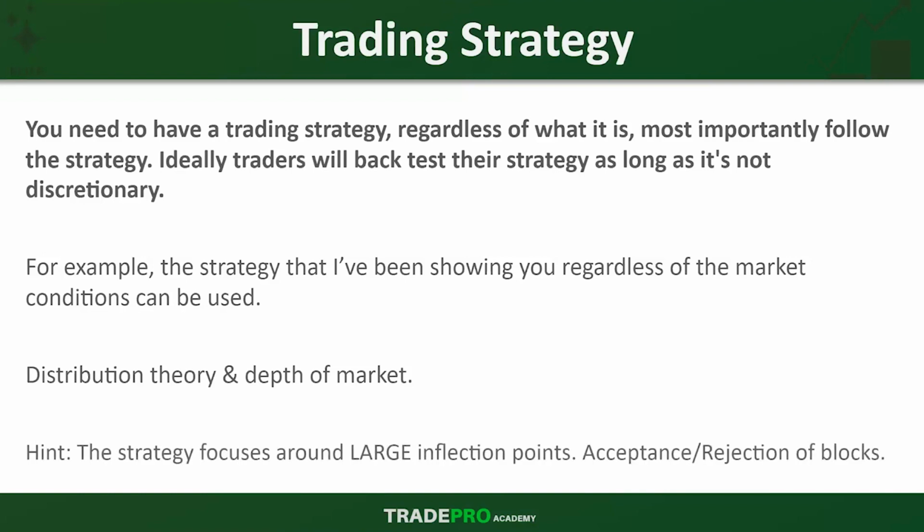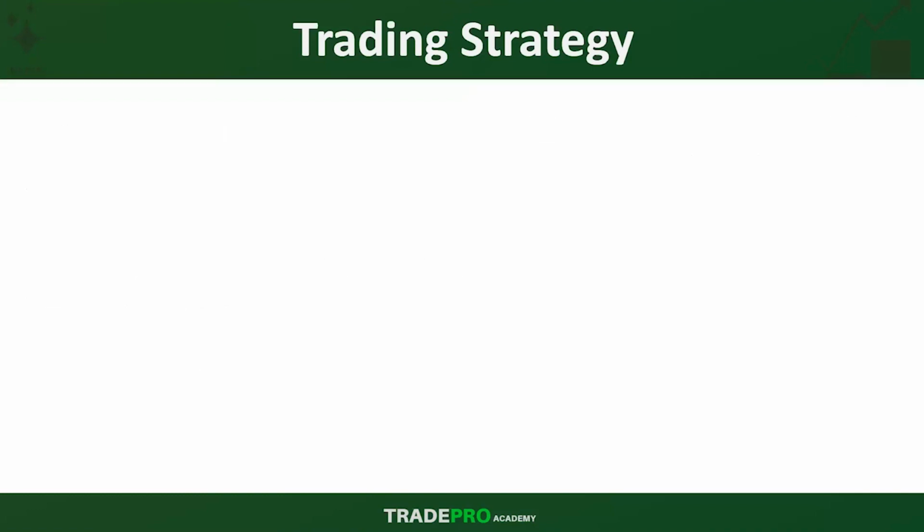So hence the strategy focuses around large inflection points, acceptance and rejection of blocks, as we've been talking about, finding your distributions and playing around those distributions based on order flow or the assumption that traders will hold or fail, right? Based on where large market participants are realistically going to be active.